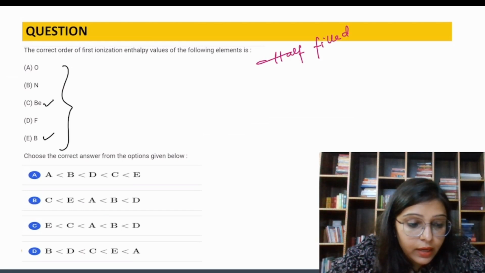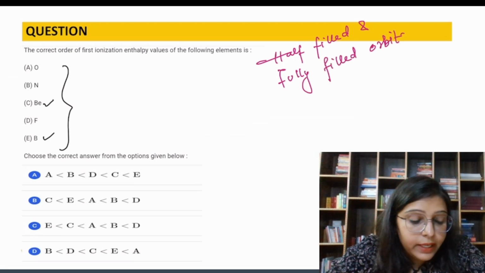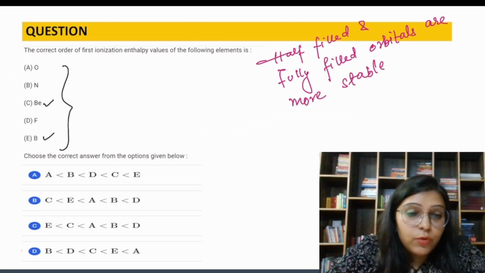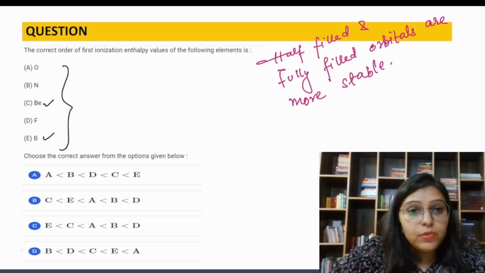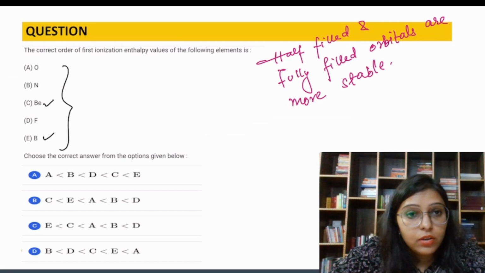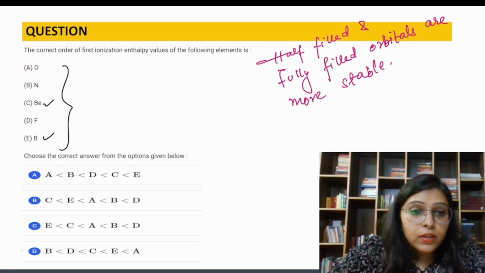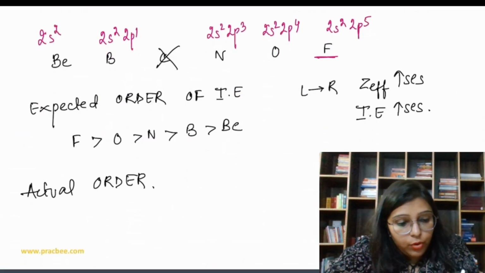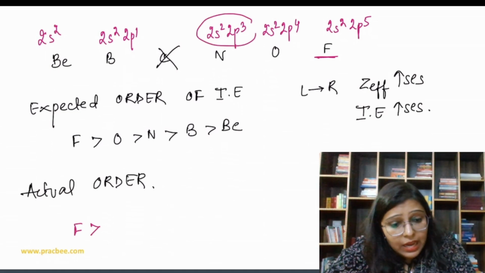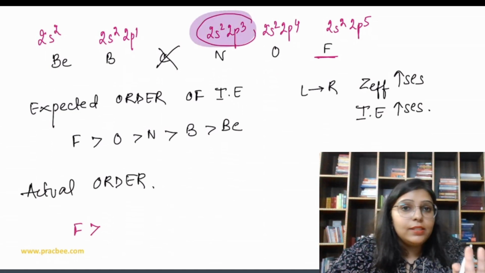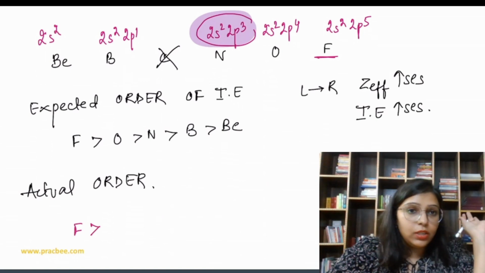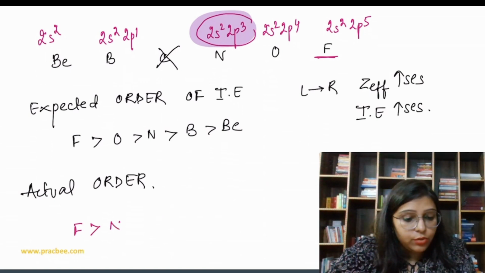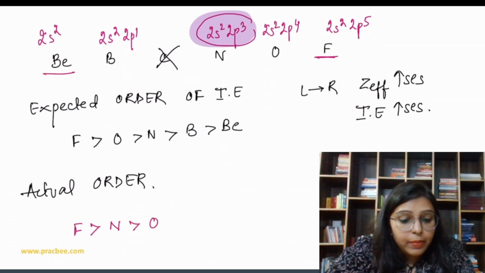Half-filled and fully filled orbitals are more stable. So if they are more stable, then we have to provide more energy in order to remove the electron from the isolated gaseous atom, which increases the ionization energy. So first is fluorine, then nitrogen, which is half filled. So nitrogen's ionization energy is more in comparison to oxygen and carbon, right? So fluorine, then nitrogen, then oxygen, and then beryllium.